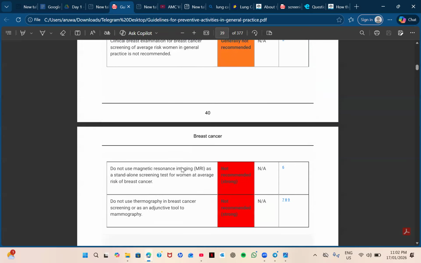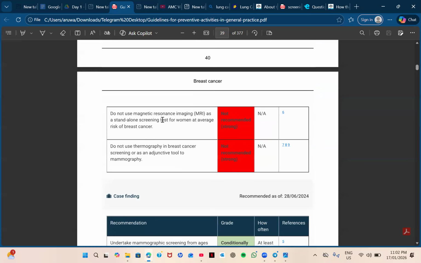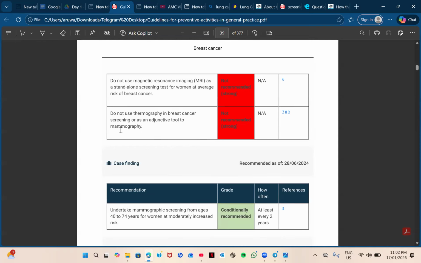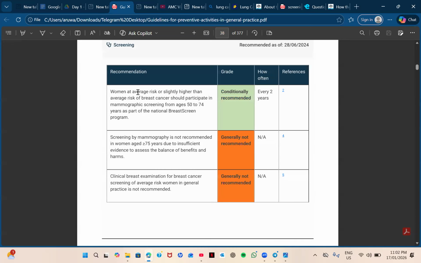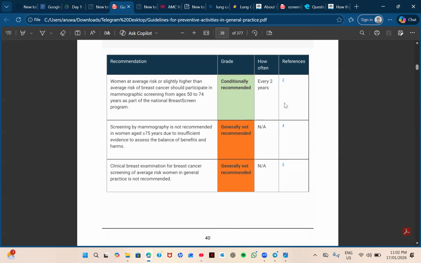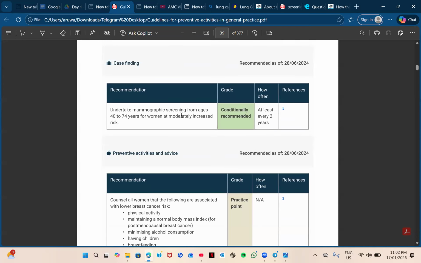Do not use MRI as the standard alone screening test for average risk patients, and do not use thermography in breast cancer screening or as an adjunctive tool to mammography. So you should know for the average risk we have to start from 50 years of age, mammography every 2 years, right? That's for average. Then what about moderate risk people?